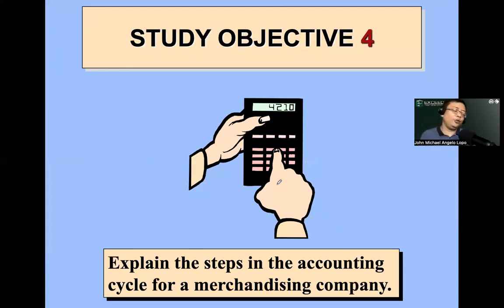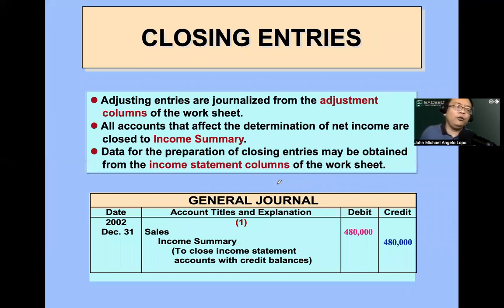Explain the steps. So we are finished already. So we have only one day, no? Discussing about the accounting cycle. Okay. So we have what you call closing entries. Same as our discussion in the service, wherein you will journalize all and then it is to be accounted and determined in the income summary.